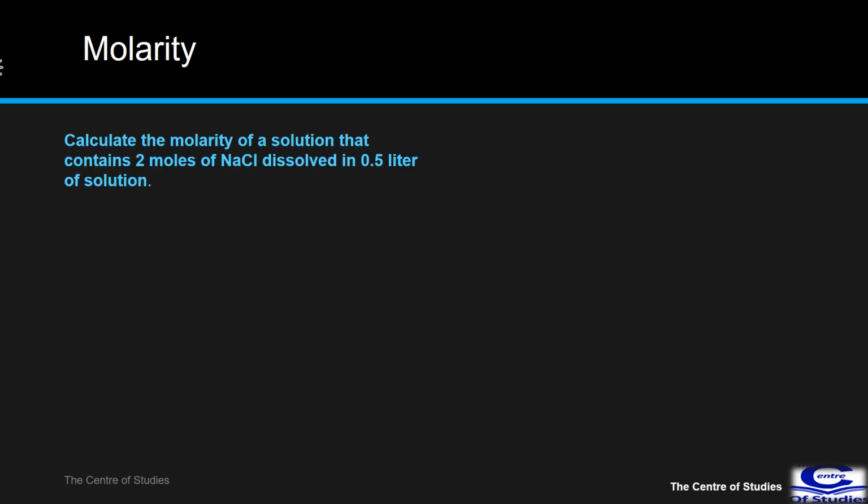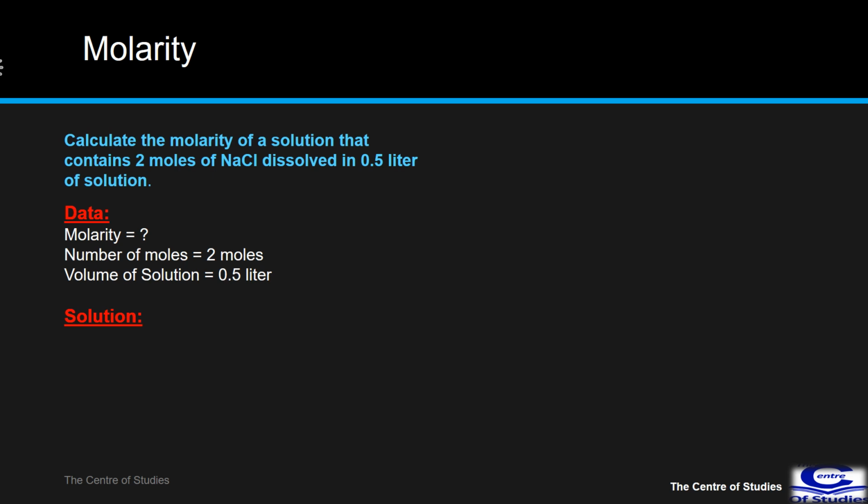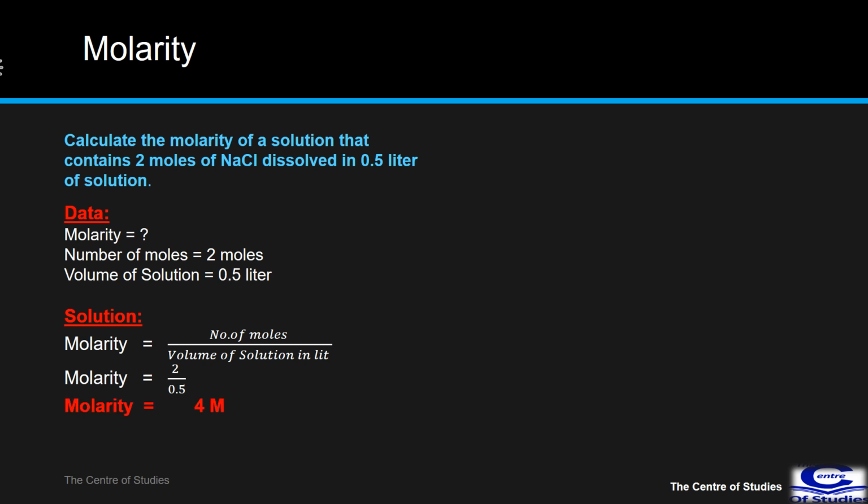Calculate the molarity of a solution that contains 2 moles of NaCl, sodium chloride, dissolved in 0.5 liter of solution. Making data first, we have to find out molarity. The number of moles which is given is 2 moles and the volume of solution is 0.5 liters. Now coming to solution, since molarity is equal to number of moles divided by volume of solution in liters, by placing the values in the respective places, we get molarity is equal to 2 upon 0.5. So by dividing this, we get the answer. The molarity of 2 moles of NaCl dissolved in 0.5 liter of solution is 4 molar.